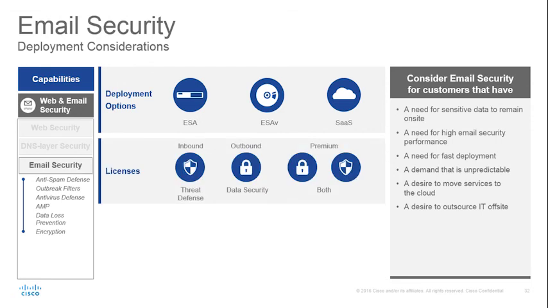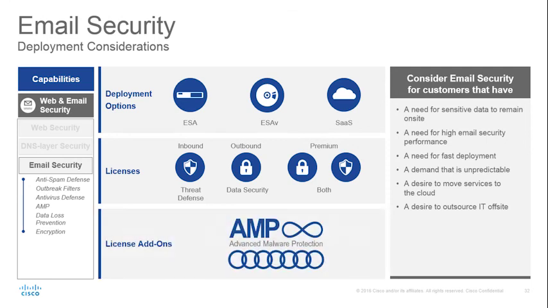Cisco provides 3 different licenses for email security. The inbound license includes anti-spam defense, outbreak filters, and antivirus defense, while the outbound license includes data loss prevention and encryption. Cisco also offers a premium bundle that combines inbound and outbound protection. Finally, advanced malware protection can be added on as an additional license.